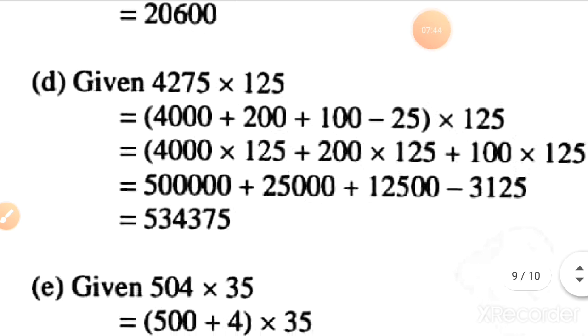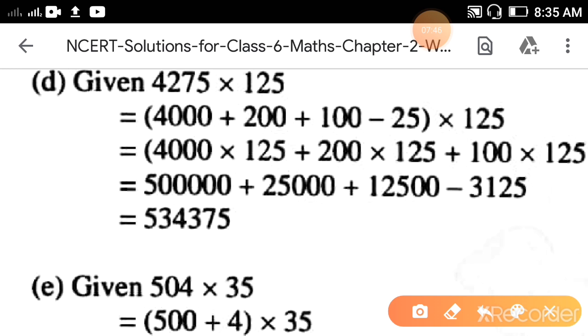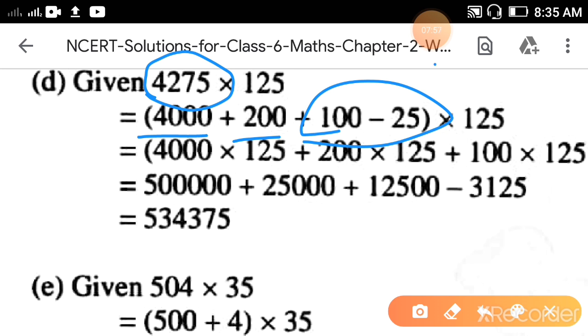Example number D, homework. Here let me tell you that 4,275 is written as 4,200 plus 100 minus 25, and 100 minus 25 is equal to 75.